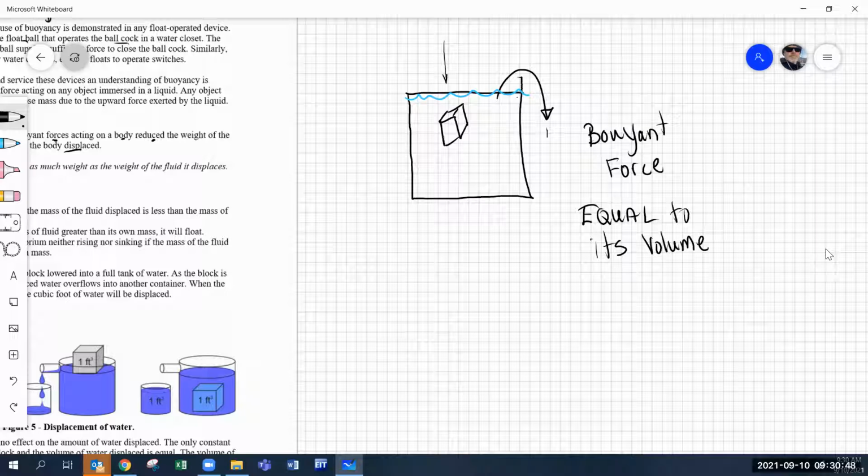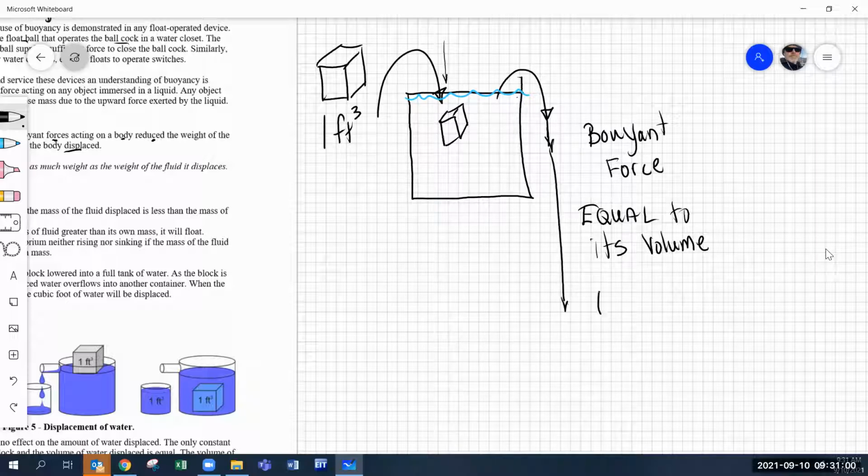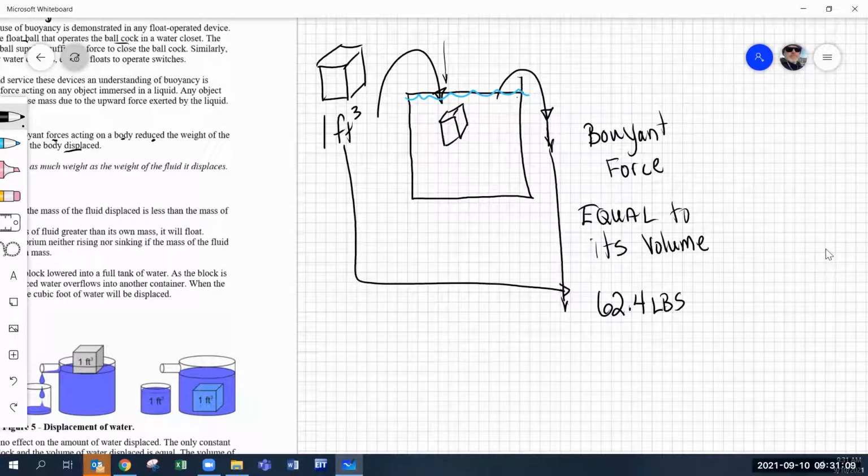For example, if this object right here was 1 cubic foot, and I put that in here, the amount of water that it spilled out will be 62.4 pounds. So you can see now the volume is equal in here to the amount it displaces.